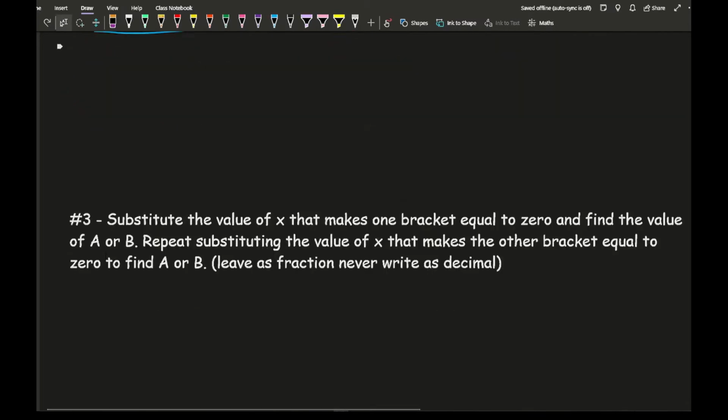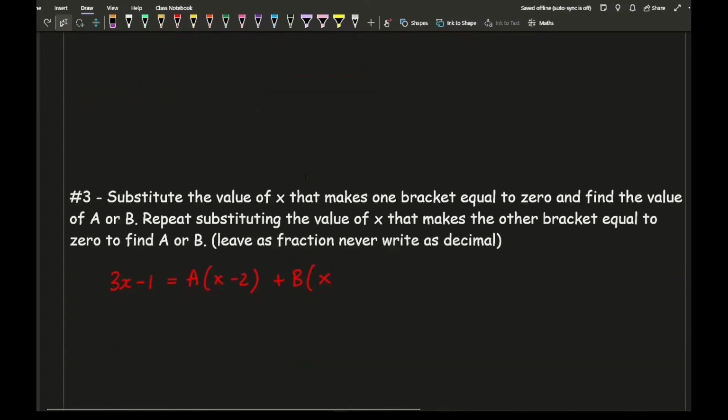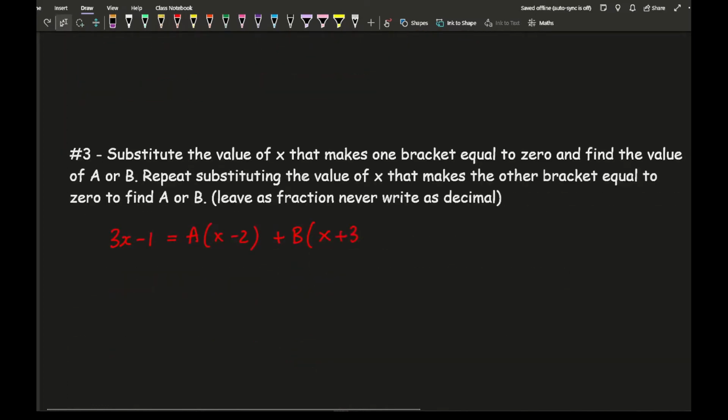And that next stage then says to substitute values of x to make one bracket equal to 0 and find the value of A or B, and then repeat the process to find the other value. So from this, what I've got is 3x minus 1 is equal to A lots of x minus 2 plus B lots of x plus 3. Now, to make this bracket equal to 0, I need to make x equal to 2. And to make this bracket equal to 0, I need to make x equal to minus 3.